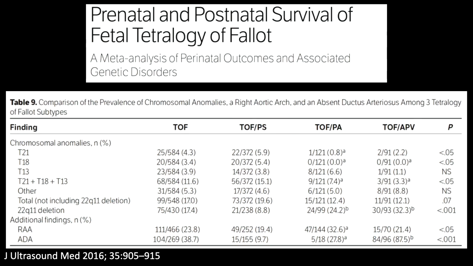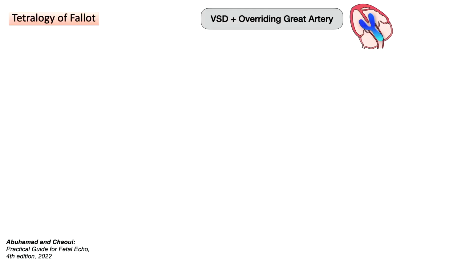This is in your syllabus about the outcomes. I will just highlight the association with right aortic arch in this series. This is a large meta-analysis from the literature, and the associations with 22q and the various lesions of tetralogy of Fallot. Okay, so let's do this diagram to see how you can arrive at the diagnosis.